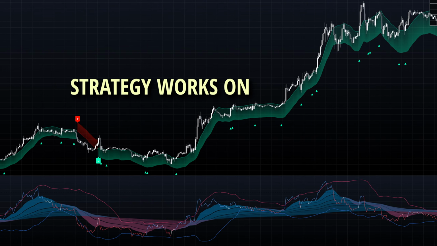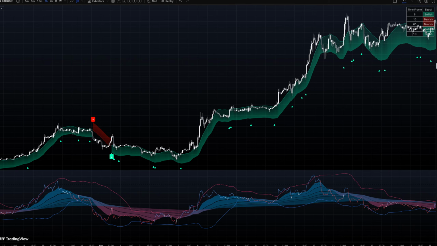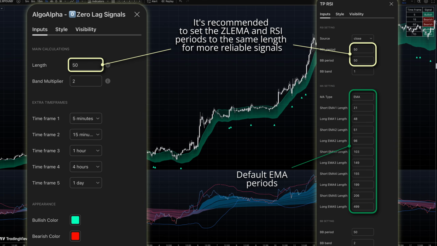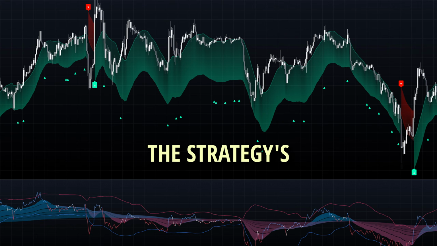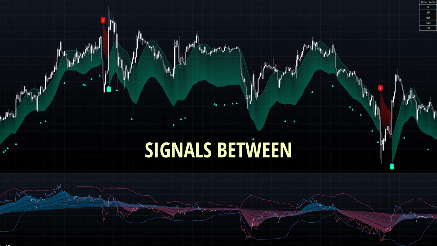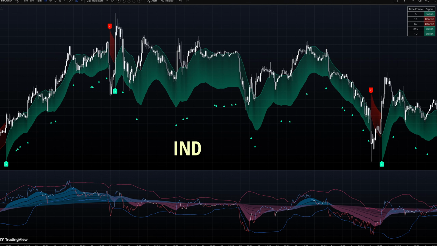This trend-following strategy works on any instrument and time frame. For this specific setup, use the settings displayed on screen. I've set the AlgoAlpha band multiplier to 2 for reduced noise, but feel free to experiment if these aren't ideal for your trading style. The strategy's strength comes from the confirmation signals between TP RSI and AlgoAlpha indicators.